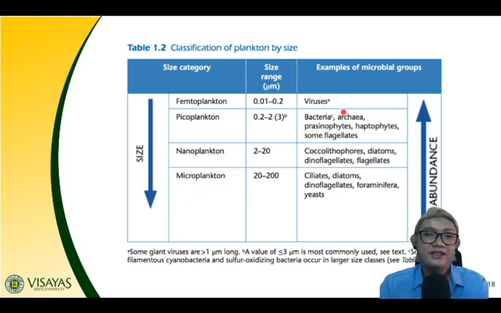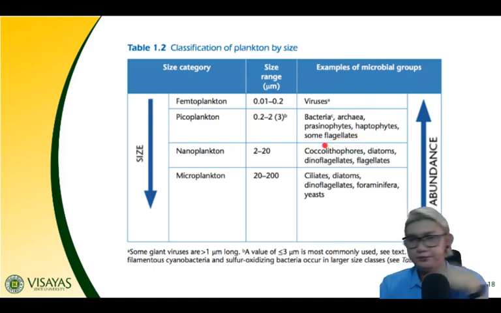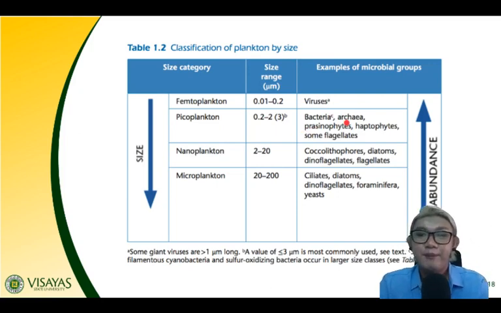The viruses, with this size range, the marine viruses are considered femtoplankton. It is very difficult to sample from the environment. You really need specialized equipment for that. The bacteria, archaea, prasinophytes, sometimes some flagellates, are called picoplankton. But specifically, bacteria could also be called bacterioplankton, or fungi, the mycoplankton. Nanoplankton are the coccolithophores, the diatoms, the dinoflagellates, and the other flagellates. And microplankton are the ciliates, some diatoms within this range, dinoflagellates, and some yeasts.